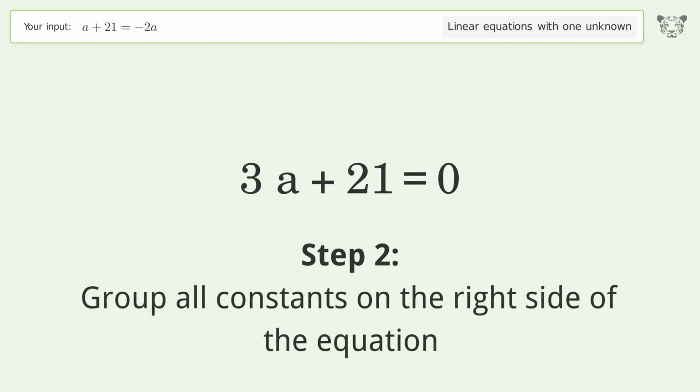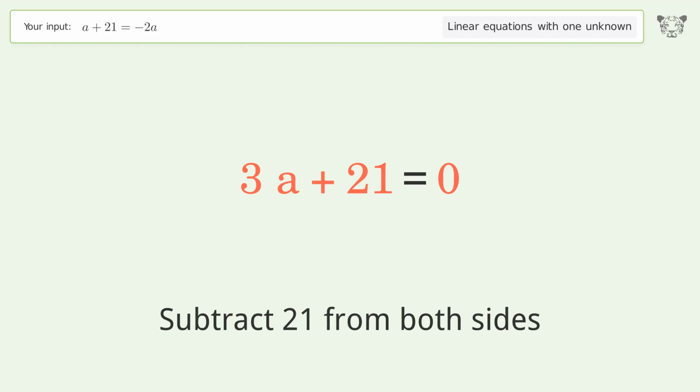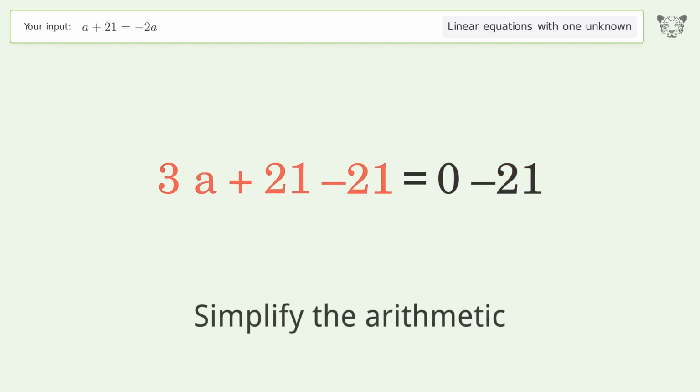Group all constants on the right side of the equation. Subtract 21 from both sides. Simplify the arithmetic.